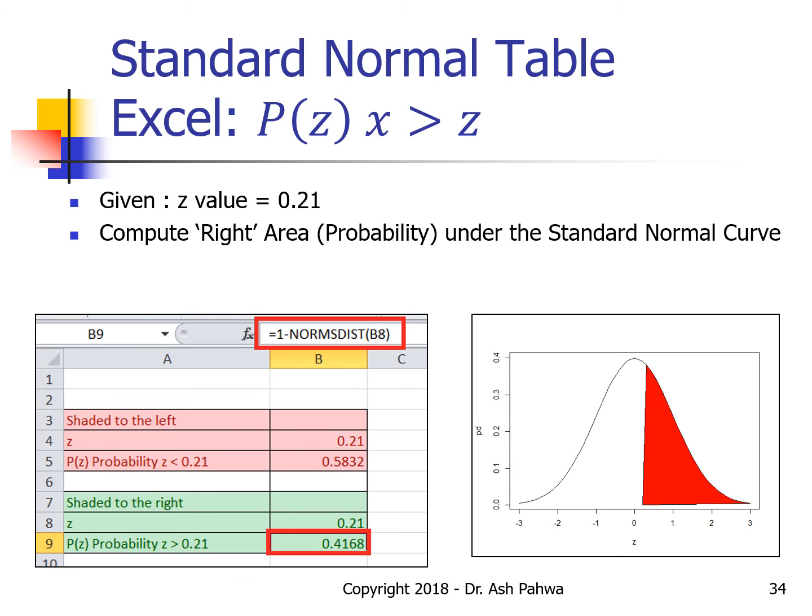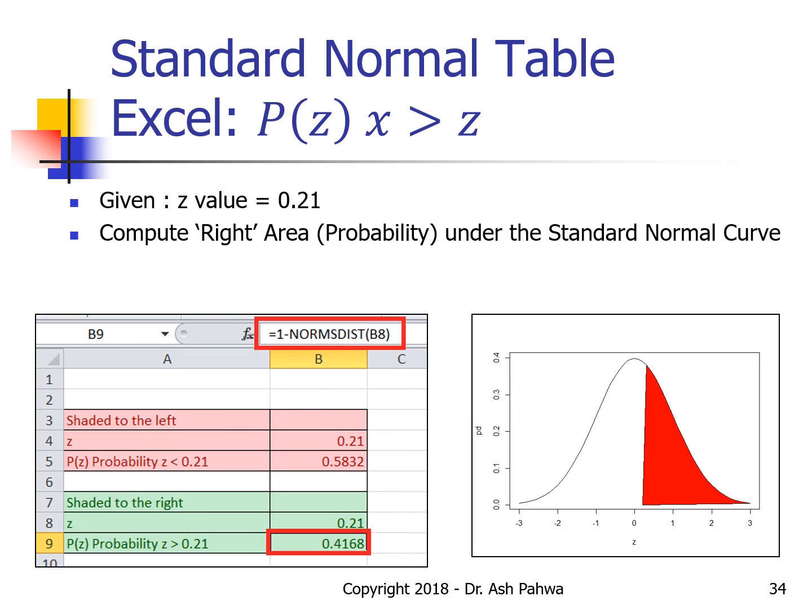So let's take a very specific example. If my z value is 0.21, the area on the left hand side is 0.5832, that we saw in the previous slide. We can get this number from NORM.S.DIST by feeding the value of 0.21. So now the area on the right hand side is going to be 1 minus NORM.S.DIST of B8. B8 of course is my z value, which is 0.21.